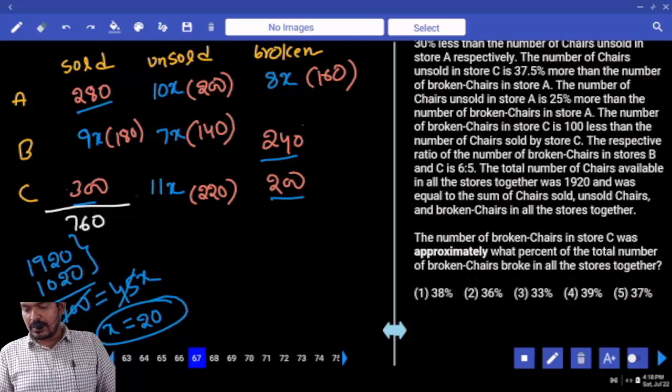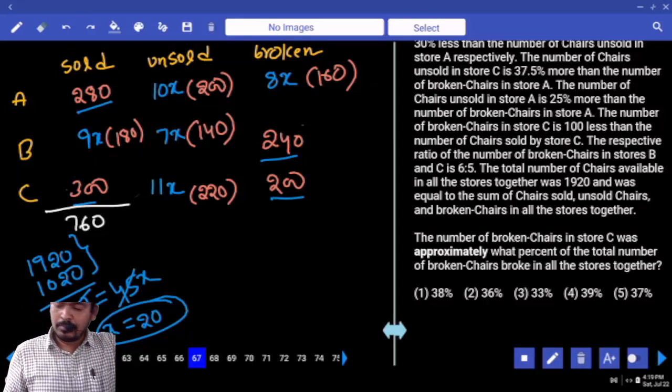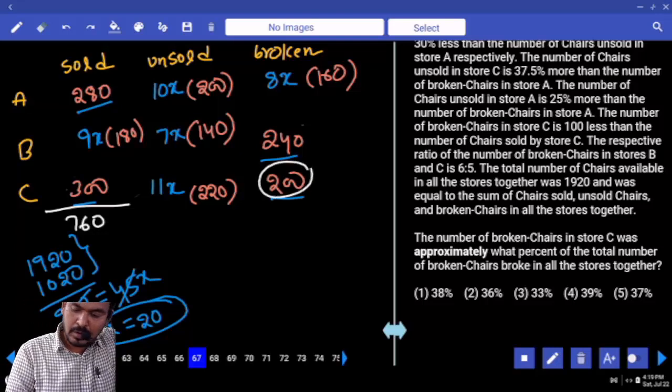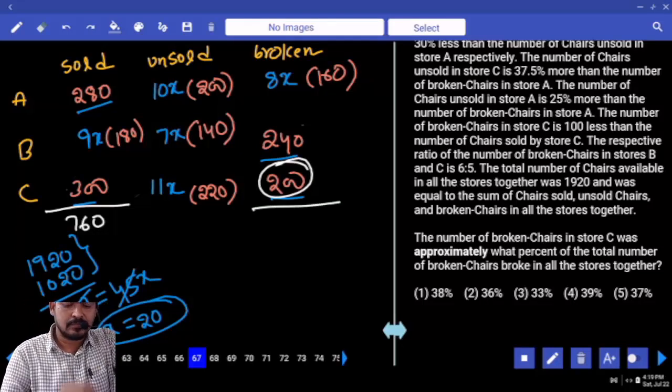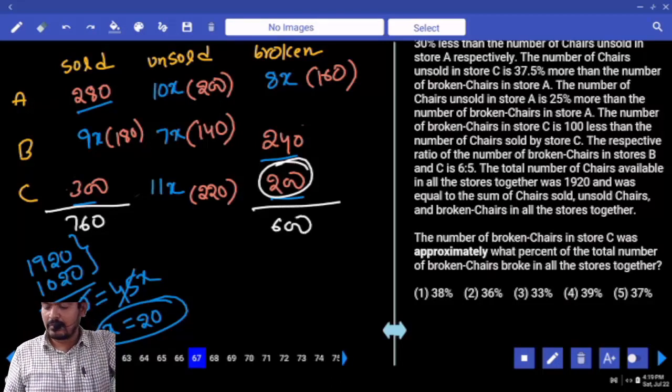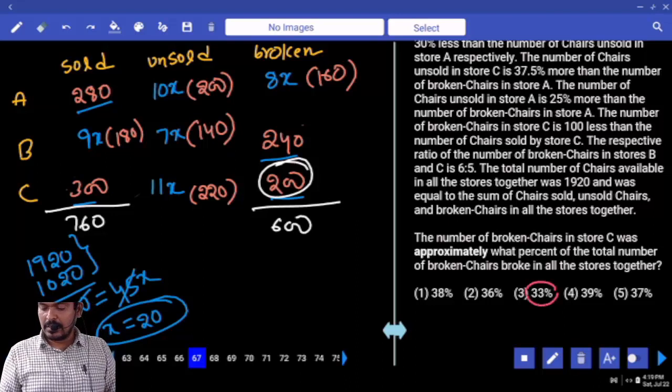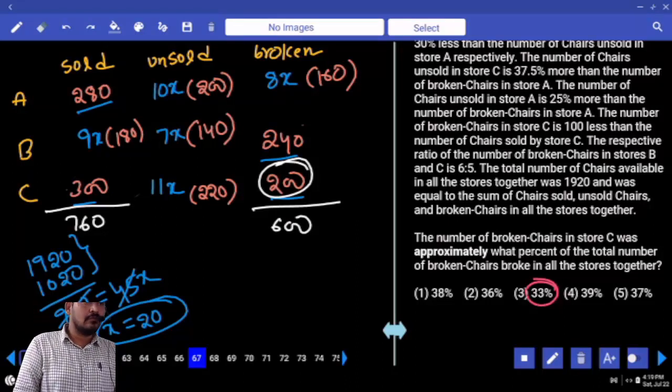67. The number of broken chairs in store C was approximately what percentage of the total number of broken chairs in all the stores together? What is the broken value in store C? 200. It is what percent of the total broken value of all the stores? Total it is 600. Out of 600, 200 is what percent? 1/3. 1/3 means 33, 1 by 3.